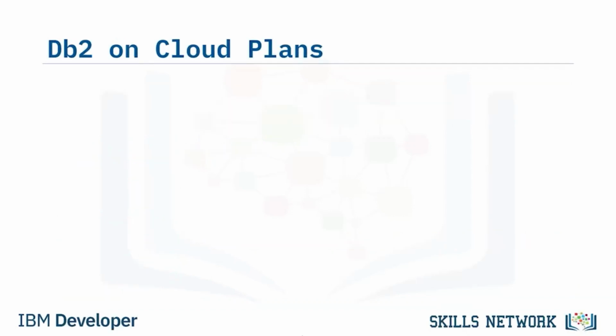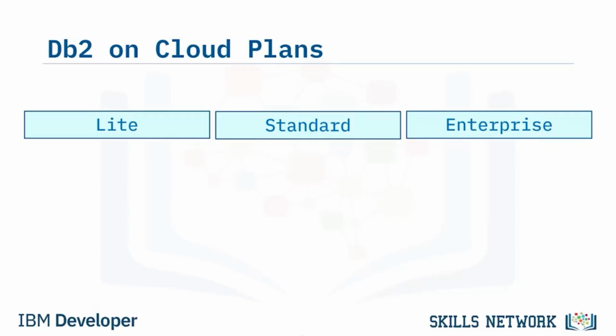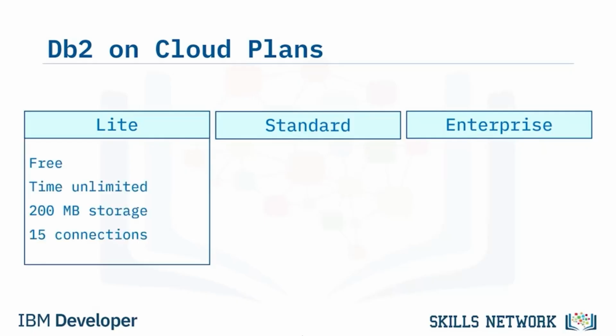DB2 on Cloud is a great way to get started with DB2. It offers 3 plans for you: Light, Standard, and Enterprise. The Light plan is free and time unlimited, meaning that you can use it in your projects without worrying about a time-limited trial period coming to an end. The plan is limited to 200 megabytes of data and 15 simultaneous connections.